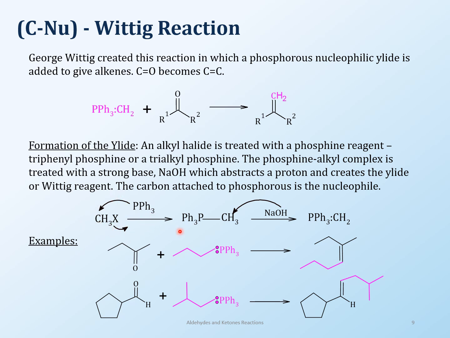So you create the first part and then you treat that compound with sodium hydroxide, which abstracts a proton from here, and then you end up getting a CH2. So now I want to just point out one thing real quick, and that is this electron pair. Generally when we write our ylides, we write them like this, okay? So you will try to avoid writing them like this.